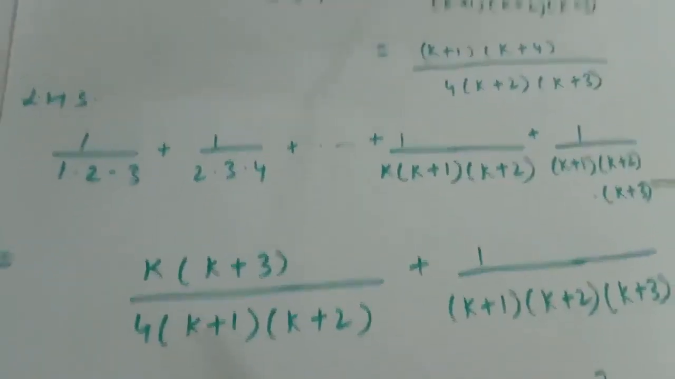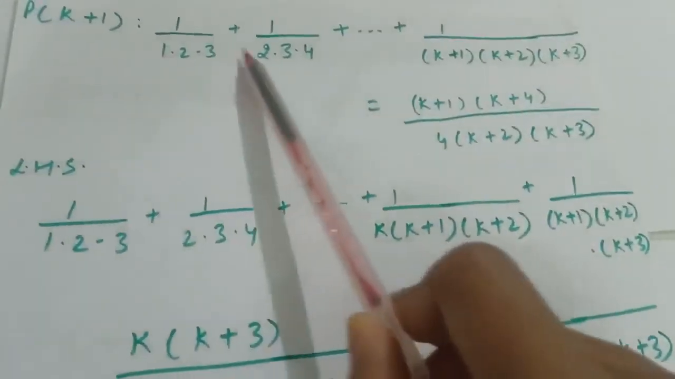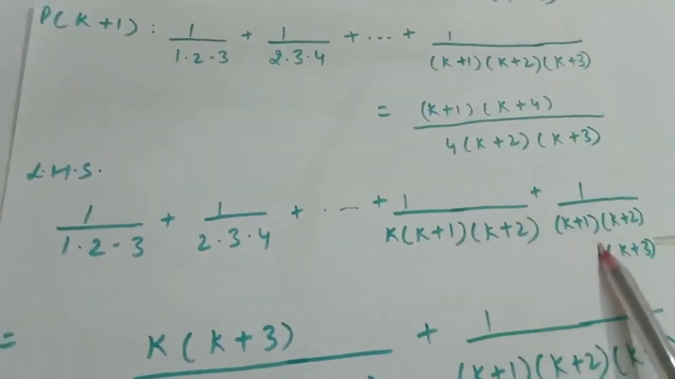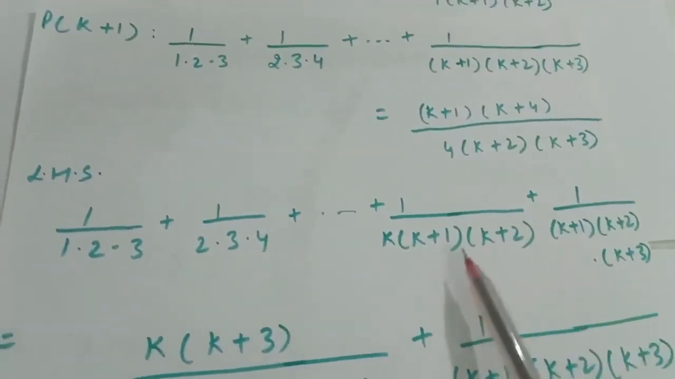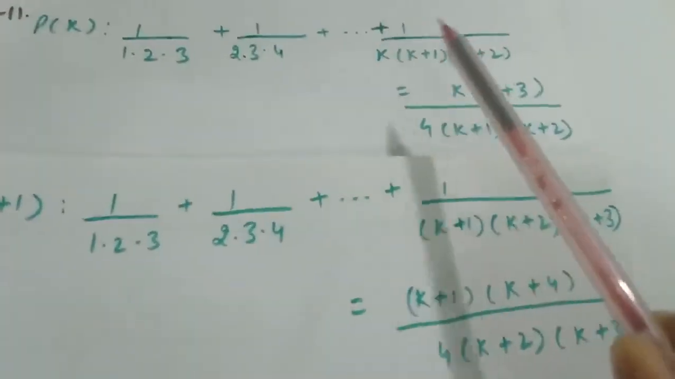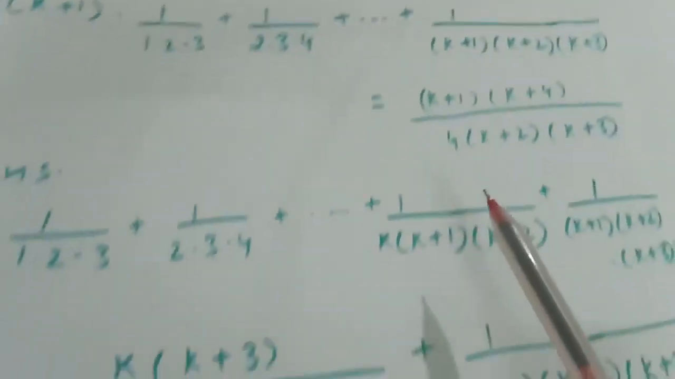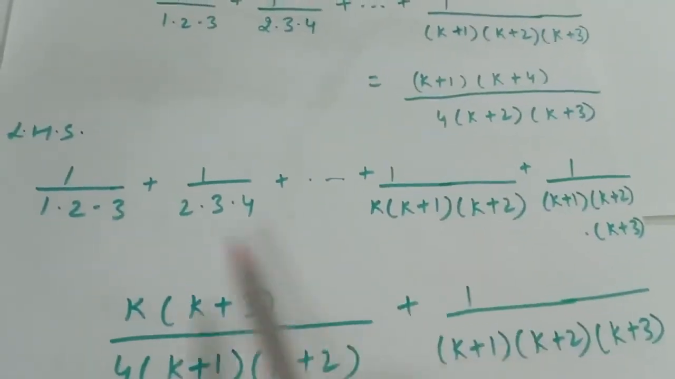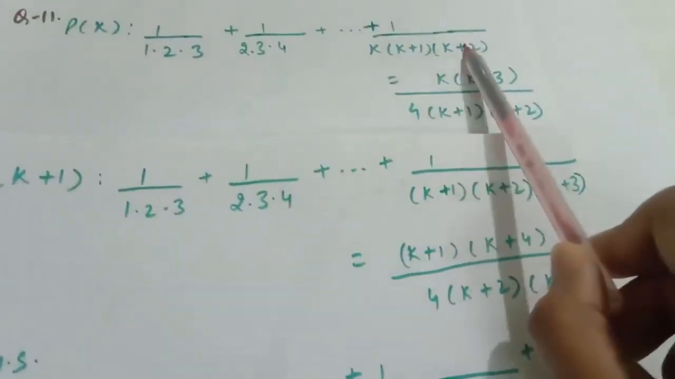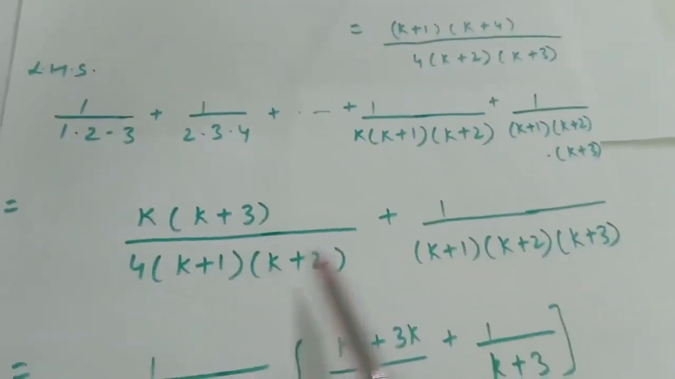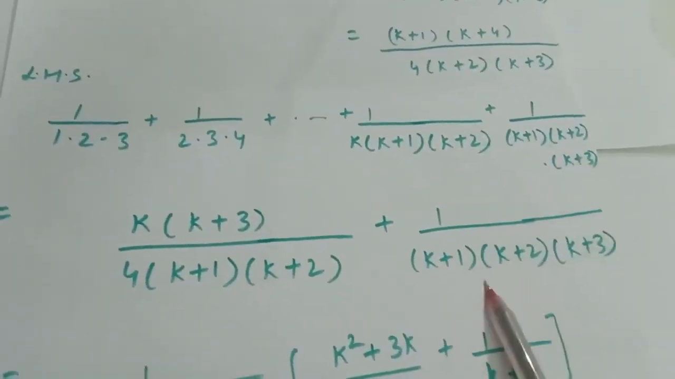So we will take the LHS. LHS is basically this. Also we have mentioned the kth term. The kth term was this. Now the result from the first term up to the kth term is this. So writing the result, plus the (k plus 1)th term.